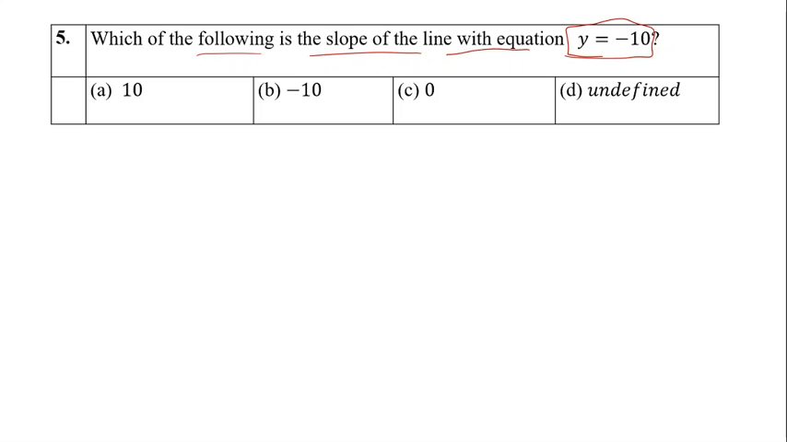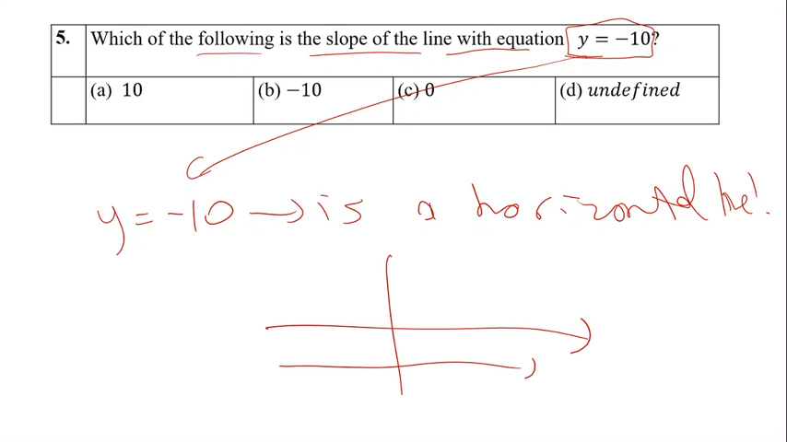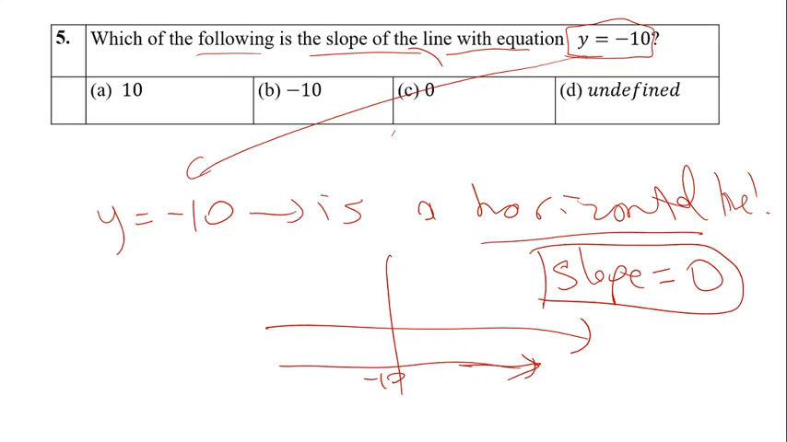Now, which of the following is the slope of the line with the equation y equals negative 10? So as you see, this is a non-standard line. So y equals minus 10 is a horizontal line. So they're like this. You know, this negative 10 is here, so it gives this one. So if it's horizontal, slope is 0. So automatically you can say it's 0. And if it were a vertical line, you would say it's undefined.